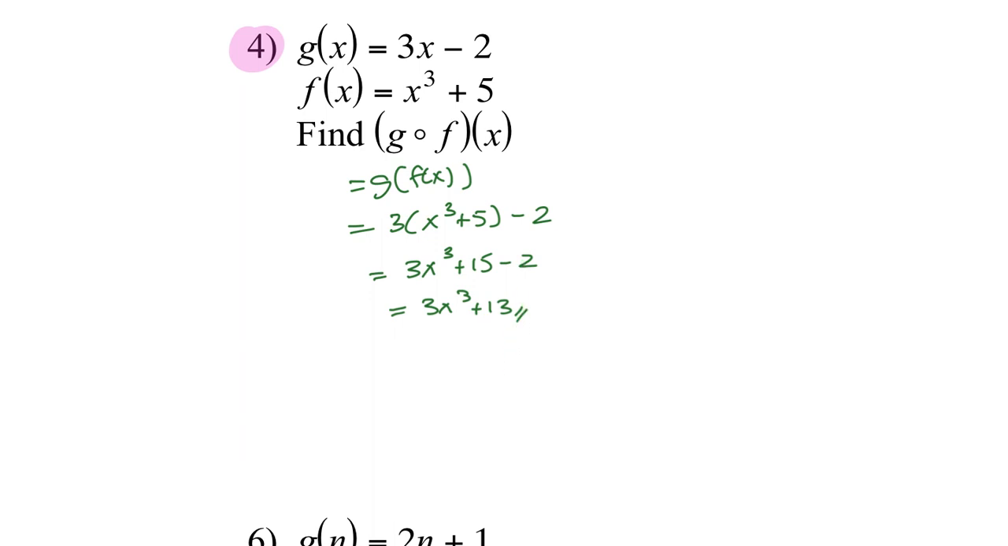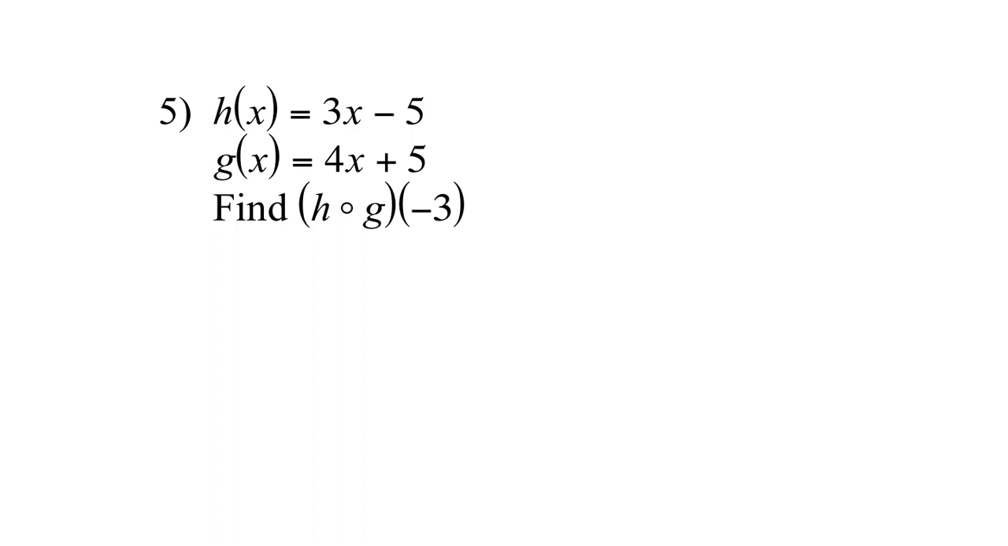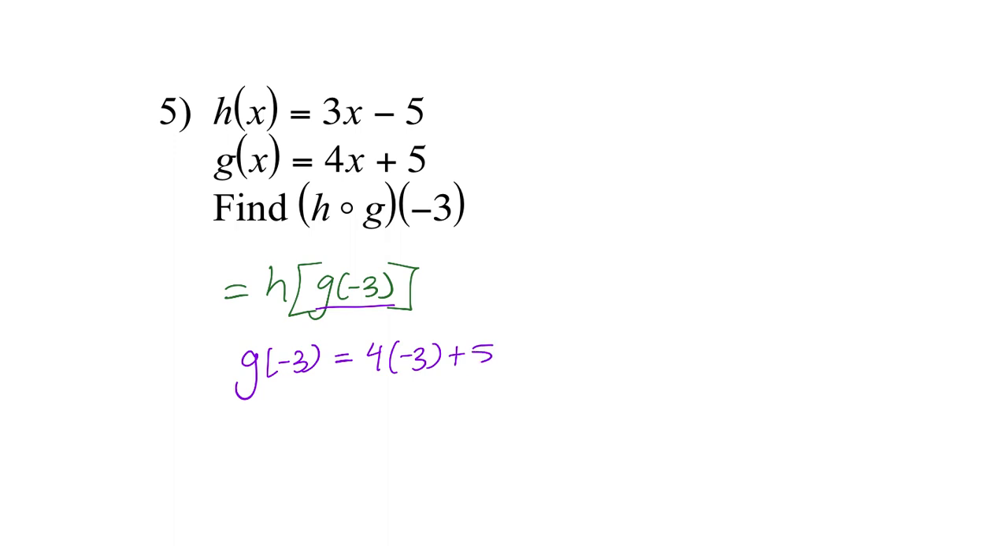Let's see the composition of functions with numbers. So again, this is the same as h of g of negative 3. So in this case, I'm going to start by finding g of negative 3. So I'm going to substitute negative 3 on g. So equals 4 times negative 3 plus 5. So negative 12 plus 5 equals negative 9.